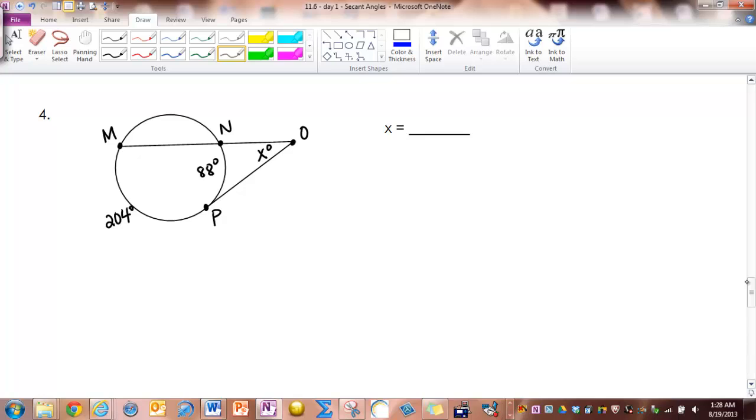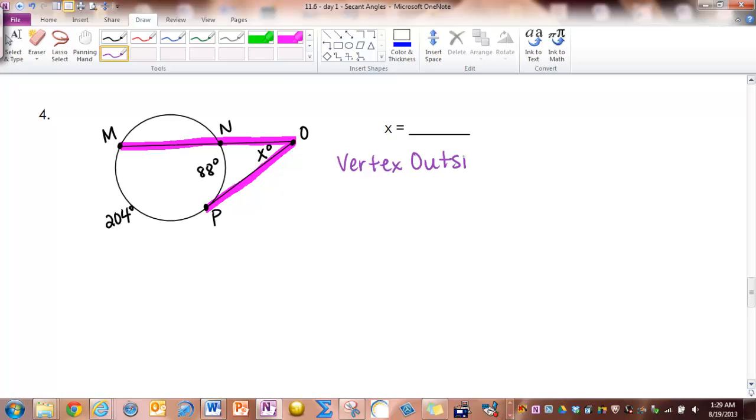Question 4 is a little bit different. The vertex of our angle is outside of the circle this time. Our angle, x, is formed by a secant and a tangent in this case. Now, since our vertex is outside of the circle, we are going to be using our second formula from today, which is angle equals big arc minus little arc divided by 2.